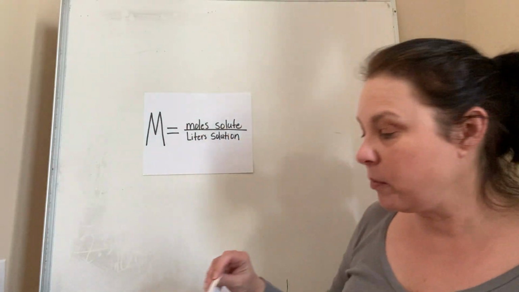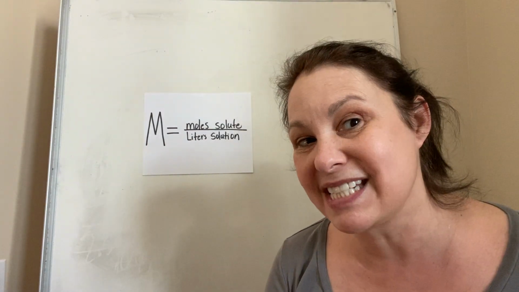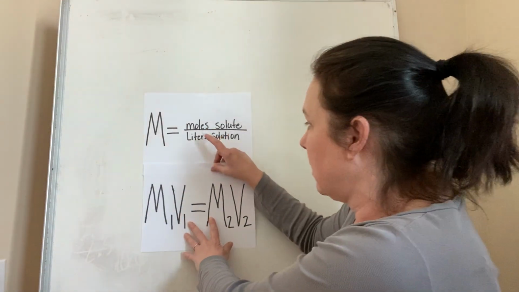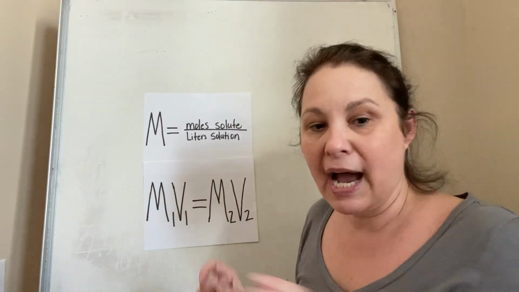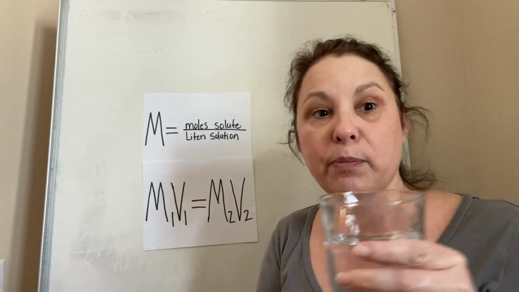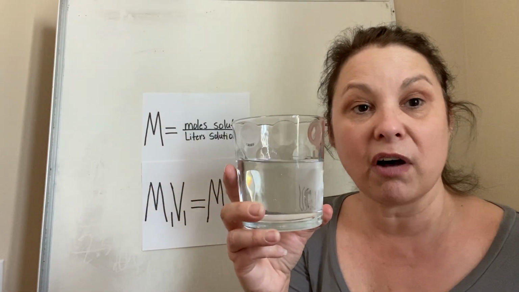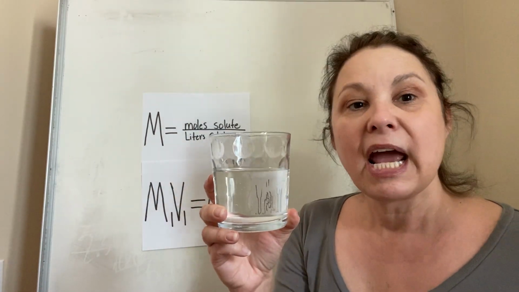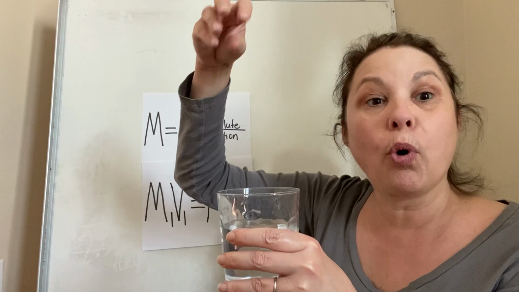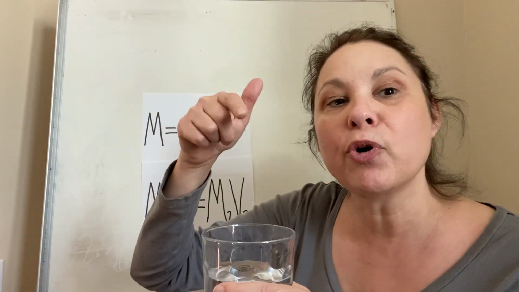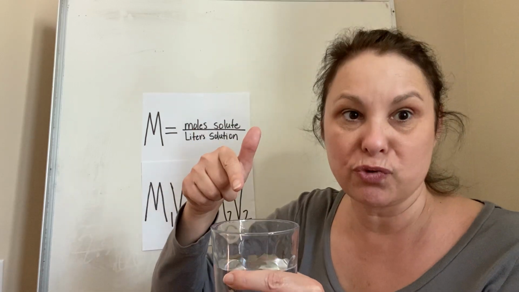Now, formula number 2 is called the dilution formula. So, I made a solution when I poured this solute into this solvent. This is a solution. If I go and pour in more water, then I'm going to be diluting the solution.